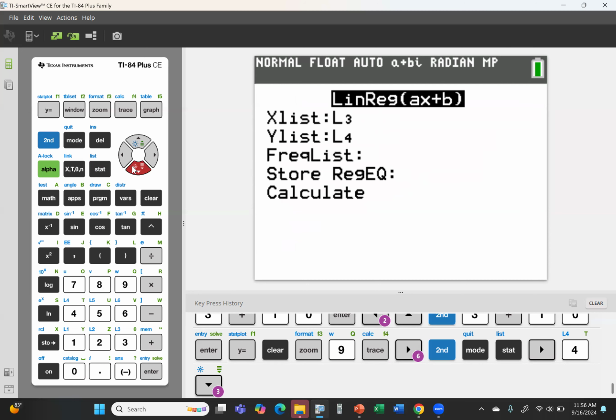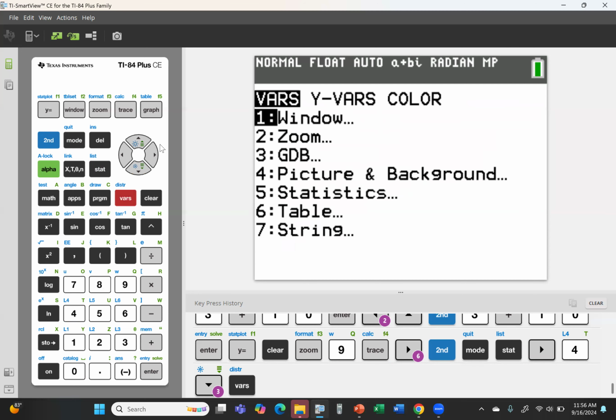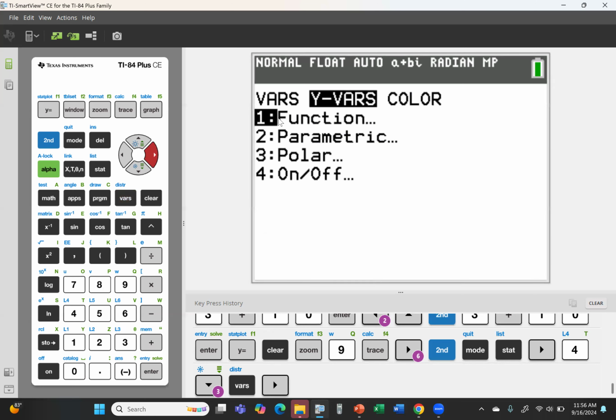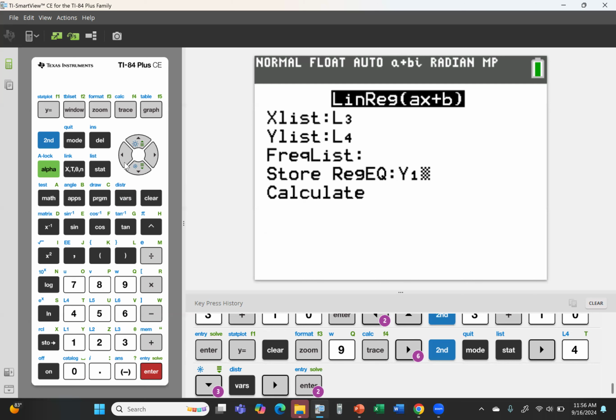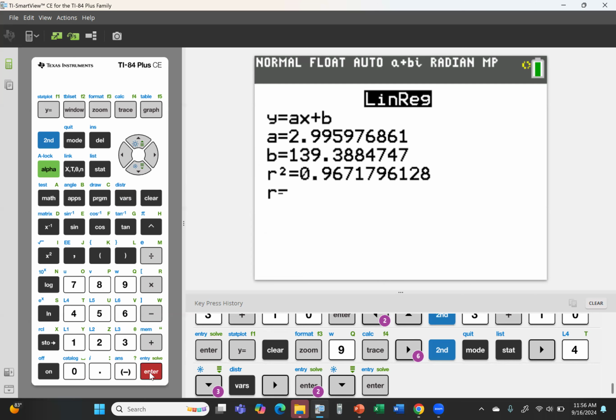So I'm going to store that in Y1. I'm going to go variables, arrow to the right to the Y variables. I want a function variable, number 1. So I hit enter, and I'm going to store that in Y1. And then calculate. Slope is 3. What was our previous y-intercept? 1 something. So it changed the y-intercept.